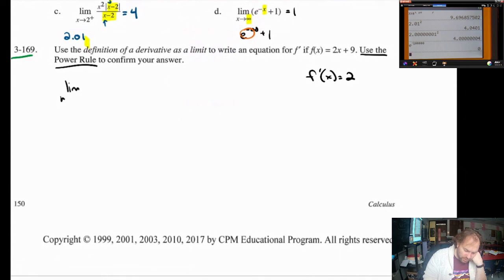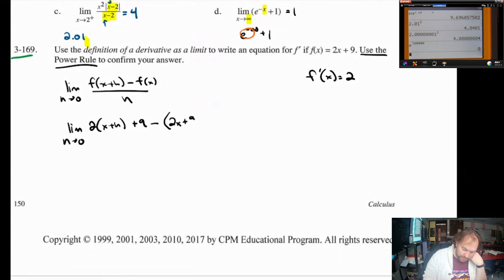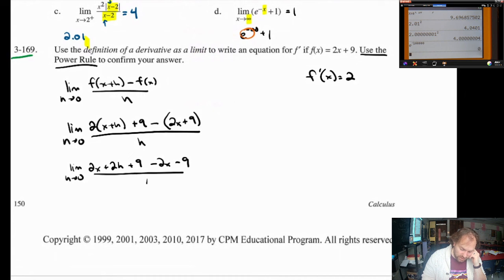This is the limit as h approaches 0 of f of x plus h minus f of x, all over h. So if we're going to plug this in, this is the limit as h approaches 0 of 2 times x plus h plus 9 minus, in parentheses, please, 2x plus 9, because that minus sign will be a factor later, over h. So what's going to happen here? You're going to have the limit as h approaches 0 of 2x plus 2h plus 9 minus 2x minus 9, over h.